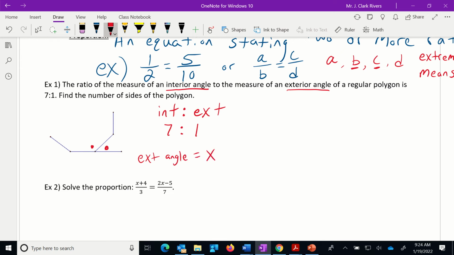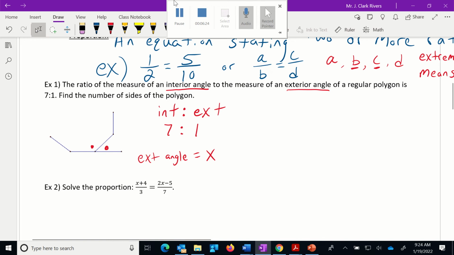So first create an equation with x, and then find the number of sides in that polygon. So I think you can take it from here. This is very similar to what was on your test last week. If you're at home, I'm going to pause the video now. You do the same.